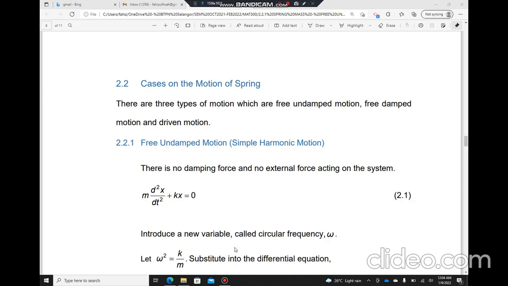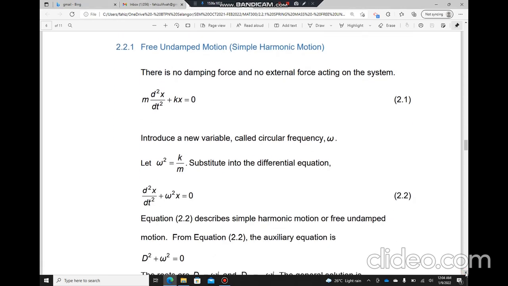Okay, introduce a new variable called circular frequency w. Let w square equals to k over m. Then we substitute into the differential equation. Kita masukkan dalam equation 2.1. So dia akan dapat equation 2.2. Equation 2.2 describes simple harmonic motion or free undamped motion.